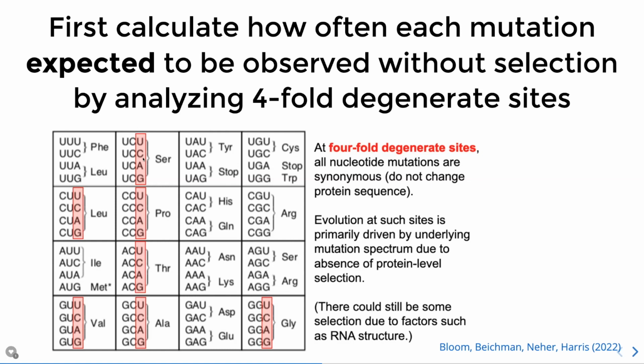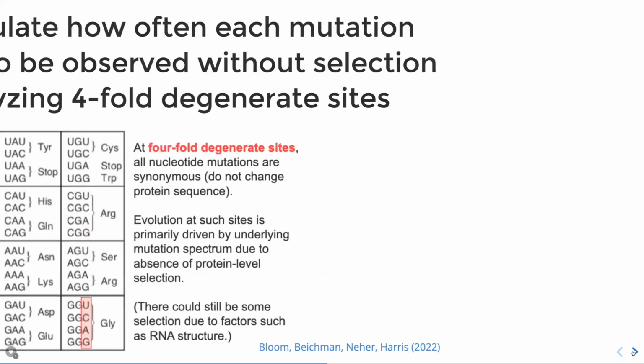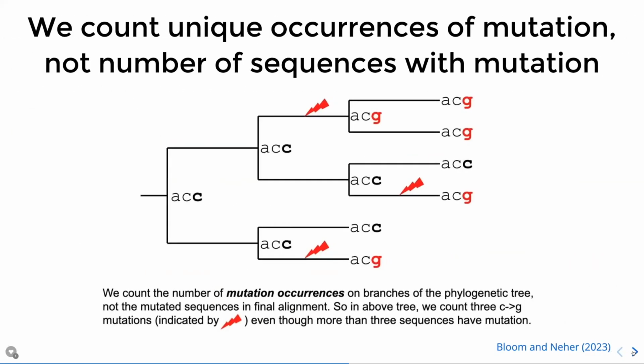So what we first do is we look across all of these 6.5 million sequences and we count up how many times each mutation has occurred at these fourfold degenerate sites. And really importantly, we're counting the unique occurrences of mutations, not the number of sequences with the mutation. During evolution, you can often get a mutation that occurs once, as indicated here, that's then observed in several different sequences just due to common descent because that sequence expanded.